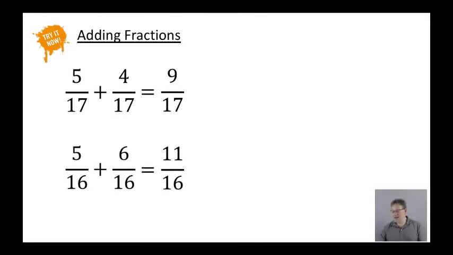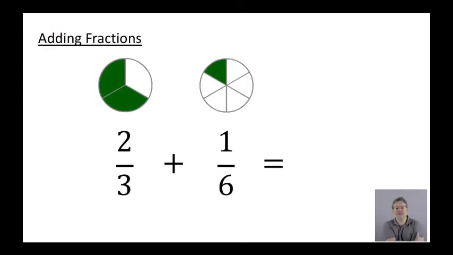Welcome back. We can see that for the top fractions, 5/17 plus 4/17 equals 9/17, and on the bottom, 5/16 plus 6/16 equals 11/16. In both instances, we're simply adding the numbers on top. We are adding the numerators. But what do we do when we have denominators that are different? Here we have 2/3 and we have 1/6.